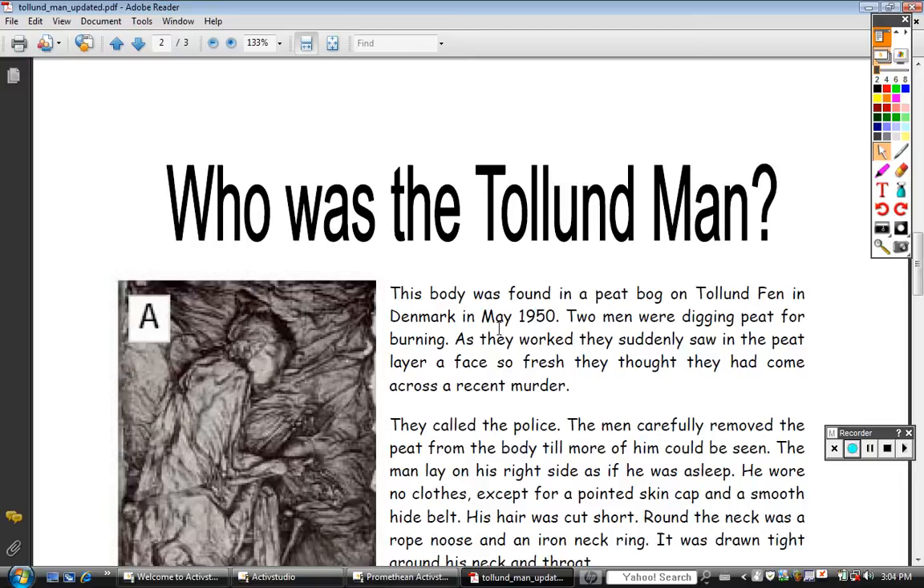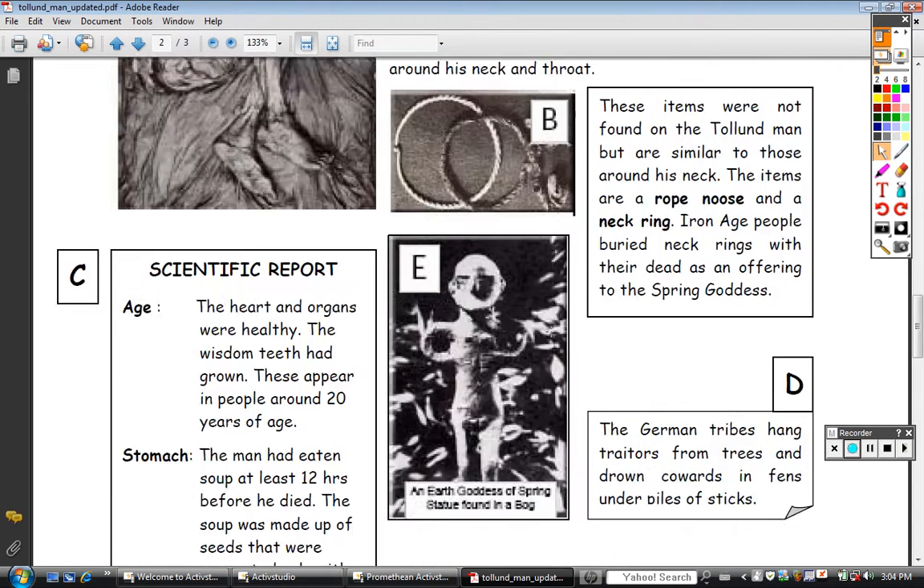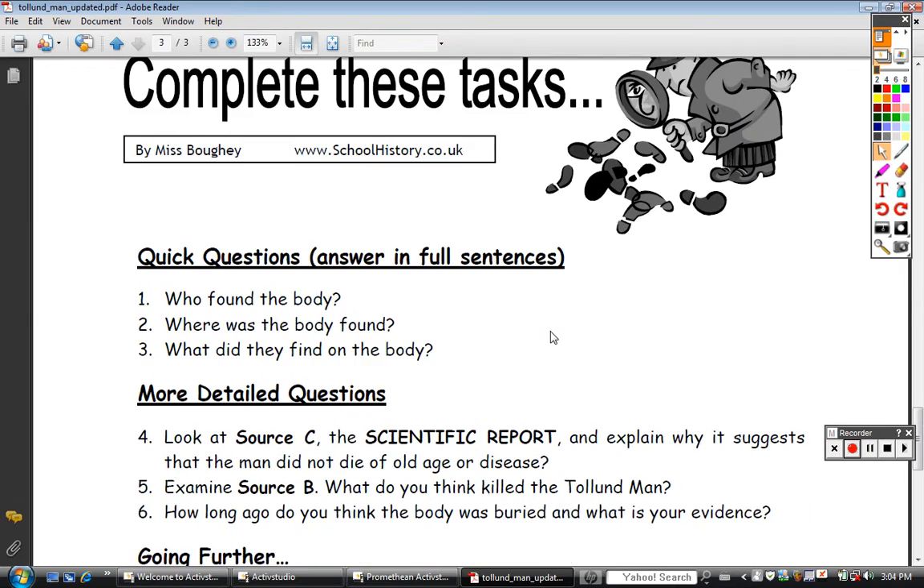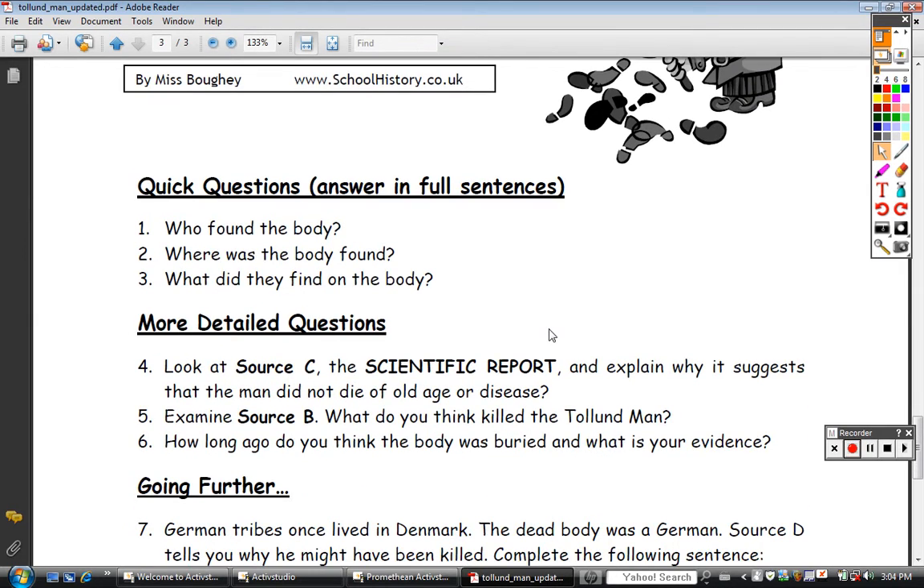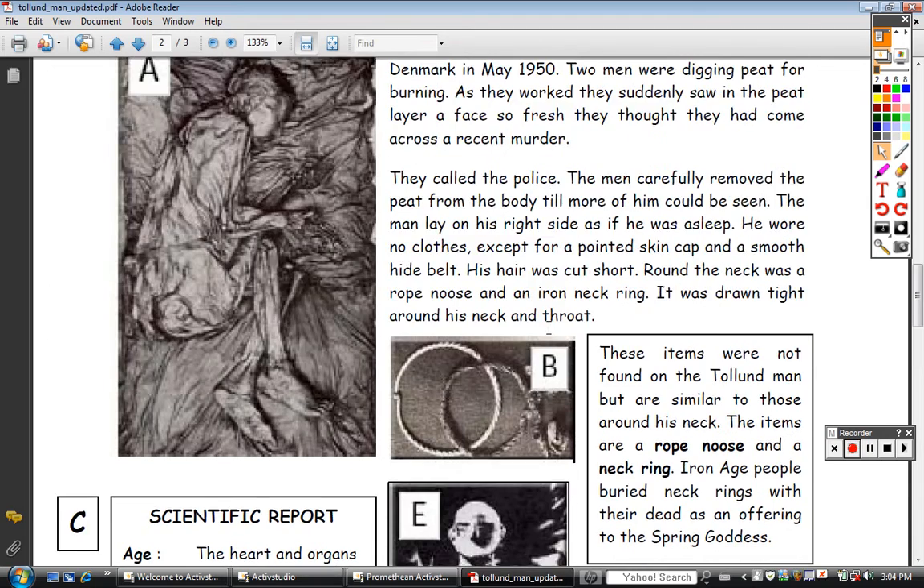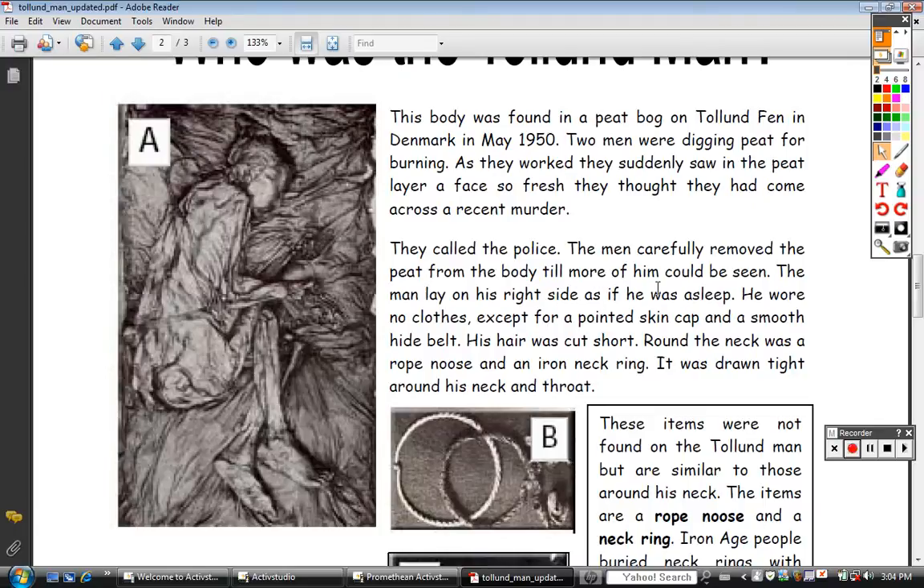When did they find it? They found it nearly 60 years ago in Tollund Man in Denmark in May 1950. If we scroll down to the next question, what did they find on the body? Well, they found that he wasn't really dressed, was he? If we go back and look here, they found that he wasn't wearing any clothes, except for a pointed skin cap and a smooth hide belt. Hide meaning animal skin. And they found that there was a rope noose and a neck iron ring.